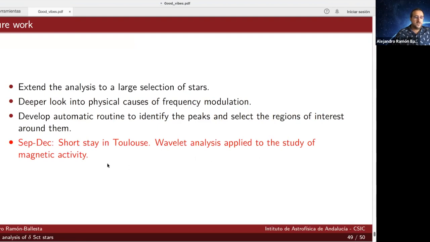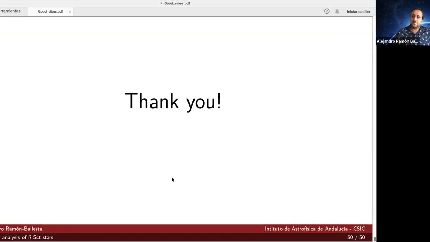To finish, this autumn I will be doing a short stay in Toulouse with François Ligné to apply this wavelet analysis to the study of magnetic activity in A-stars. We have already had a meeting and we think there is a good synergy between our groups, so I hope we will get some interesting results as well. And that's all, thank you very much.